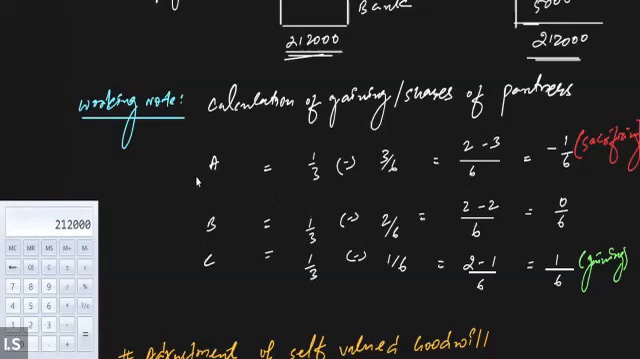Once you calculate the gaining and sacrificing shares of the partners, you will get A's share as -1/6. That means A is going to sacrifice. B is having a zero value, that means he is neither gaining nor sacrificing. C has got the positive balance, that means he will be gaining 1/6. Okay.